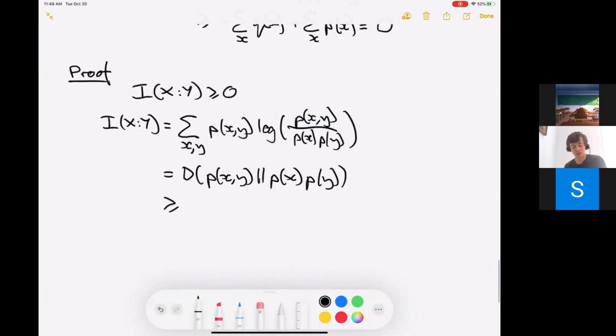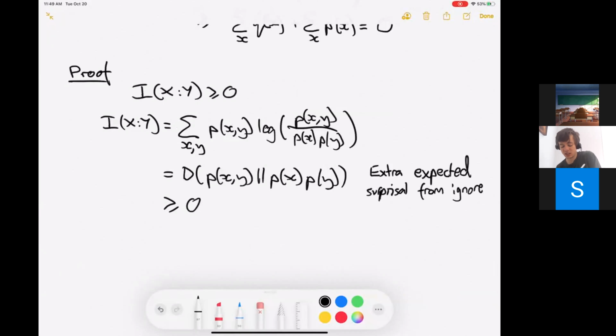Again, it's then trivial from our previous proof that this is greater than or equal to 0, with equality if and only if P_XY equals P_X P_Y. So mutual information is the extra expected surprisal from ignoring the correlations between X and Y.